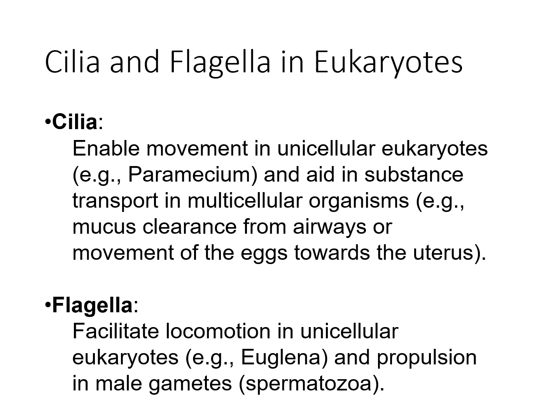Cilia and flagella are motile structures made of microtubules, and they play key roles in movement and transport in eukaryotic cells. Cilia enable movement in unicellular eukaryotes like paramecium. In multicellular organisms, they help move substances, for example, by clearing mucus from the airways or guiding an egg through the fallopian tube. Flagella are typically longer and fewer in number. They provide locomotion for unicellular organisms like Euglena and enable sperm movement in animals.